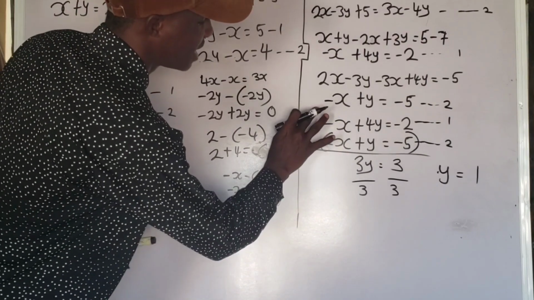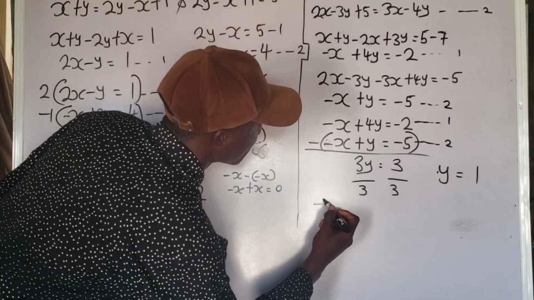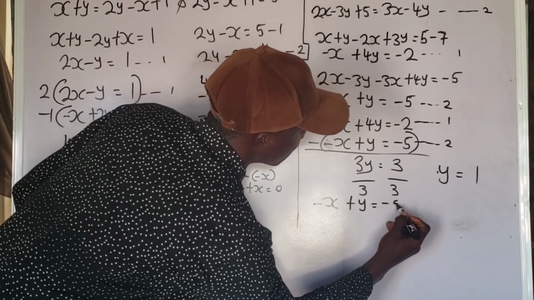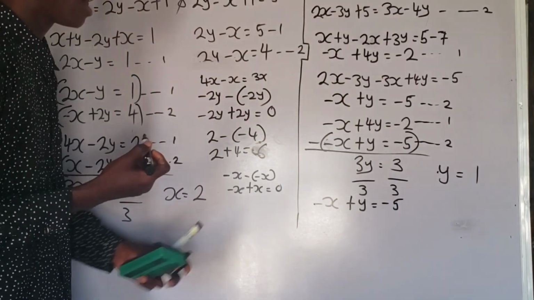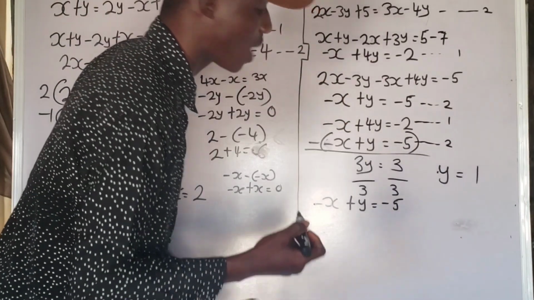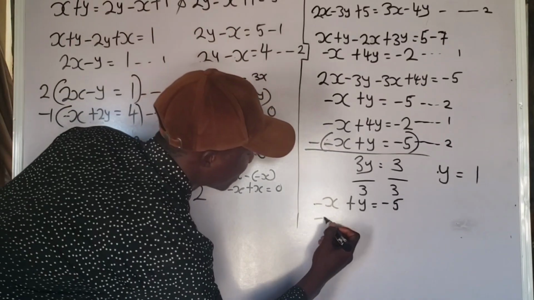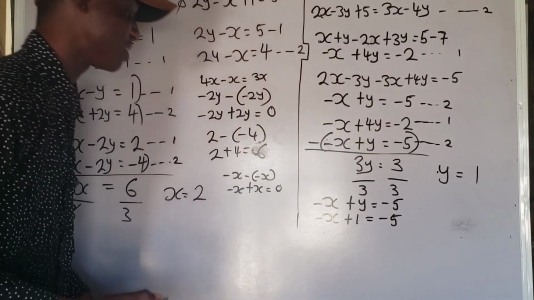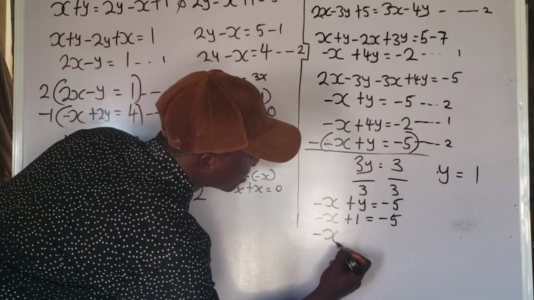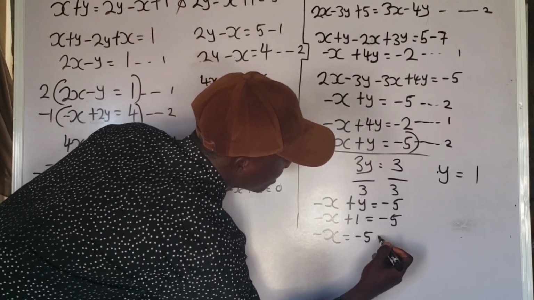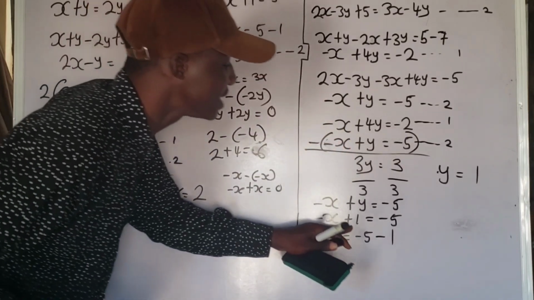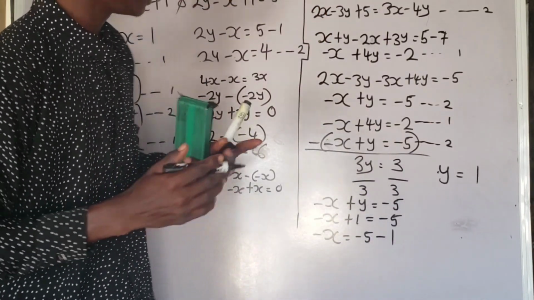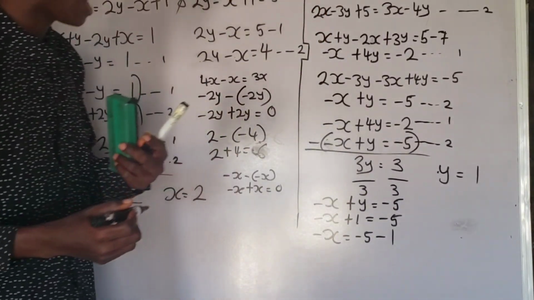Equation 2 is what? Negative x, pay attention, plus y equals to negative 5. That's equation 2. Now, when y is 1, I'm going to have negative x plus 1 equals to negative 5. Do you understand? Negative x is equals to negative 5 minus 1, because when this positive 1 crosses the equals to sign, the sign is going to change to negative.